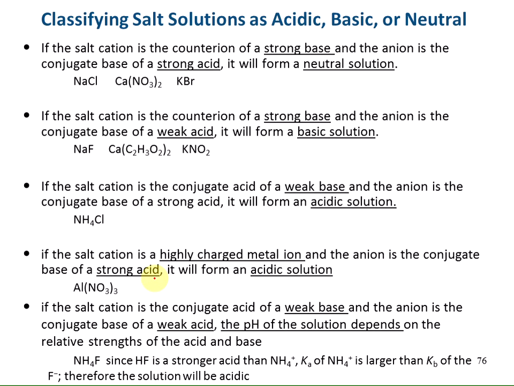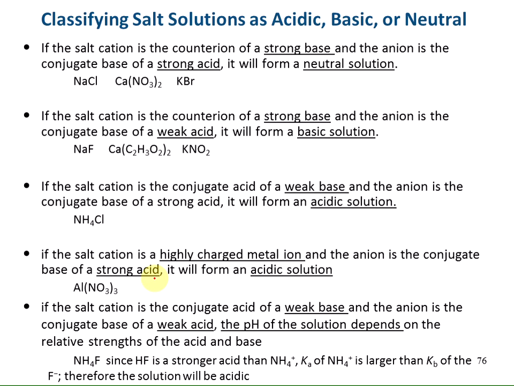So let's talk more about classifying salt solutions as acidic, basic, or neutral. And I know this can be a bit confusing, especially when this is new to you. If the salt cation is the counterion of a strong base and the anion is the conjugate base of a strong acid, it will form a neutral solution. So if the cation and the anion both came from strong bases and strong acids, it's neutral.